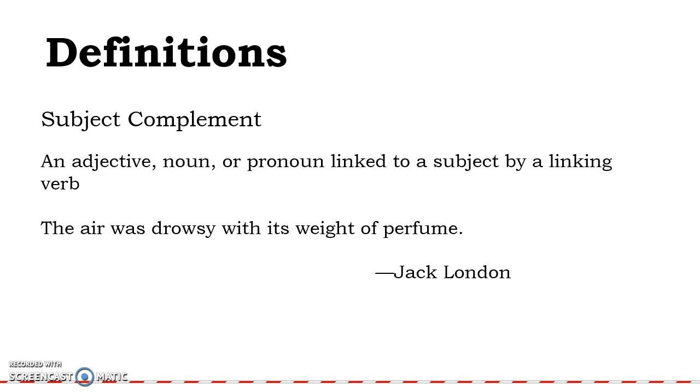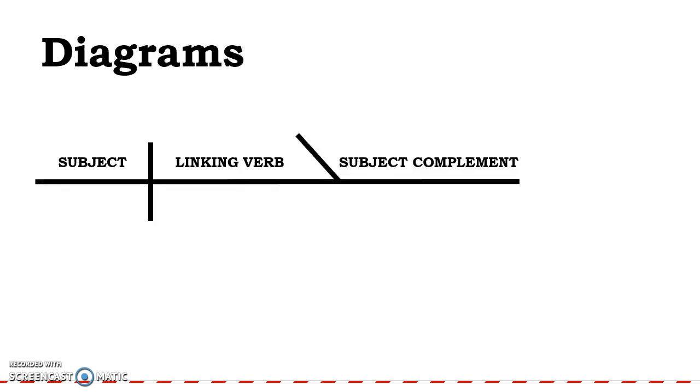Here's an example. The air was drowsy with its weight of perfume. Was is our linking verb, the subject is air, and our subject complement, a predicate adjective, is drowsy. Here's how you diagram a subject complement in relation to the rest of the sentence. We put it after a half line, but not a straight up and down half line like we put before the direct object. We use this backwards leaning slanty line. That precedes our subject complement and divides it from the linking verb.